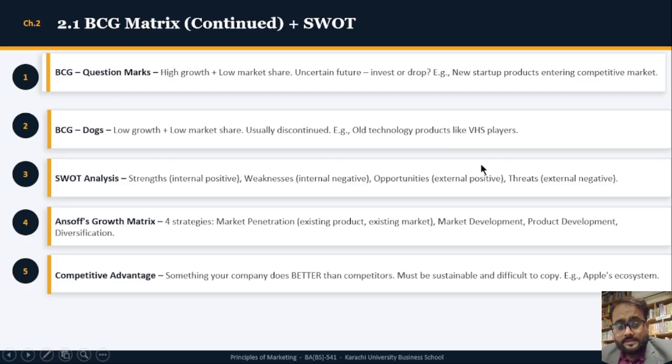Next we have the SWOT analysis strategy. S means strength, W weakness, O opportunity, and T threat. This is also a marketing strategy.